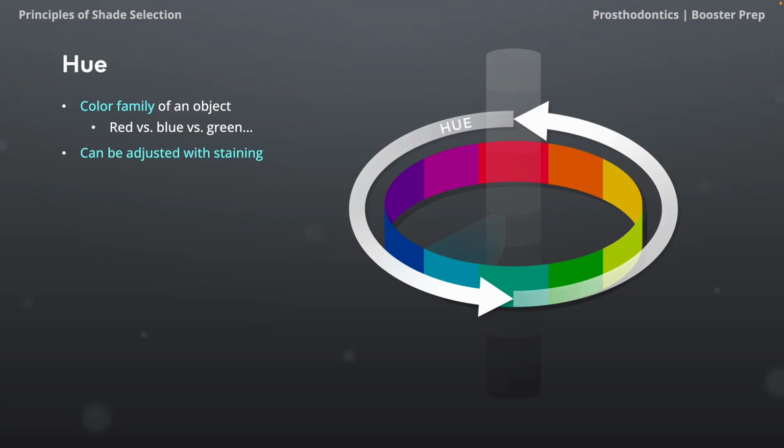Now, hue can be adjusted to some extent with staining. It can't be changed entirely, but small changes in hue can be made using stains or glazes. So it's important to get as close to the correct hue as possible during the initial shade selection process to ensure that the restoration seamlessly blends with the remaining dentition.